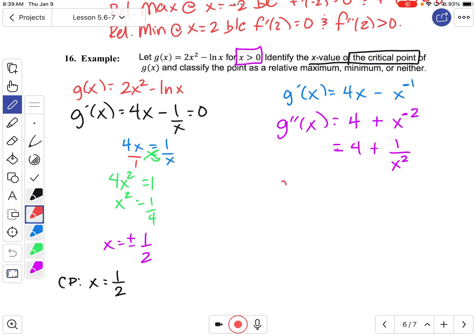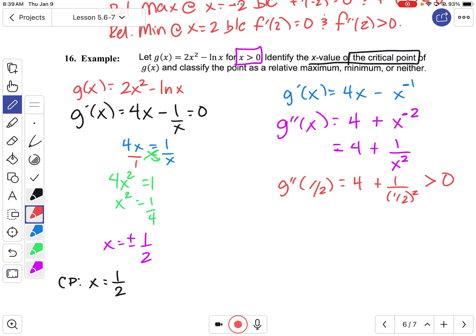So if I plug that in, g double prime of 1/2, am I going to get a positive or a negative number? I'm going to get a positive. Everything's squared and added, so it's positive. Okay, so it's going to be greater than 0. I don't need an exact number. I just need to know if it's positive or negative.